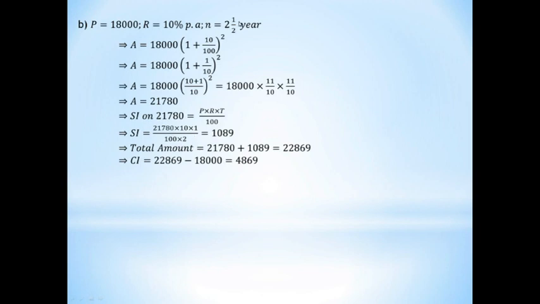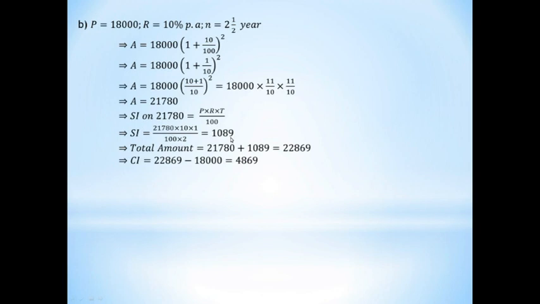Then still here, half is still there. By using the simple interest formula, P into R into T, principal into rate into time, by 100. Then we take this amount as principal here, into rate, still 10%, and time is half. Half means 1 by 2, here at the denominator there is 2. Then after simplifying this, you will see that 1,089 is the interest got on simple interest.